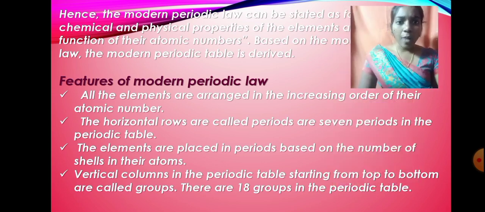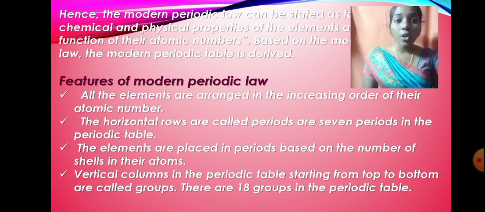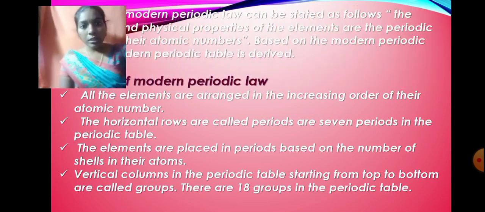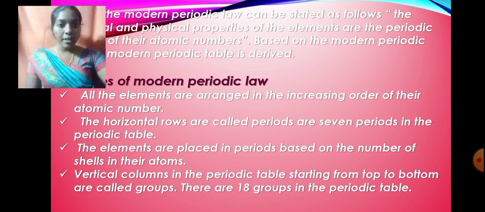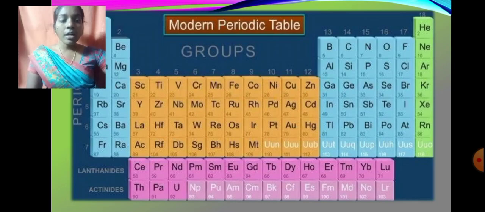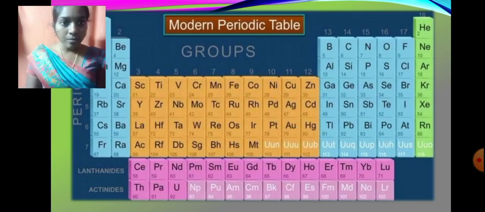Features of the modern periodic table. All the elements are arranged in the increasing order of their atomic number. The horizontal rows are called periods, and there are 7 periods in the periodic table. The elements are placed in periods based on the number of shells in their atoms. Vertical columns in the periodic table, starting from the top to bottom, are called groups. There are 18 groups in the periodic table. This is the modern periodic table.